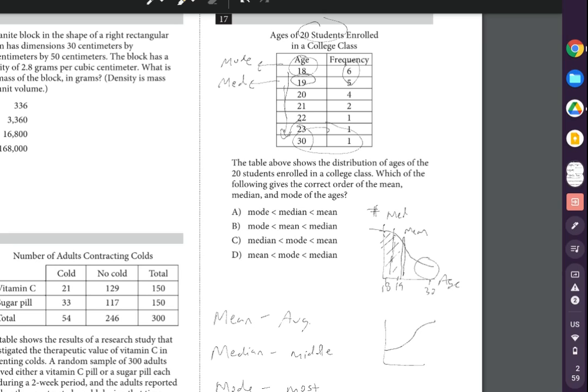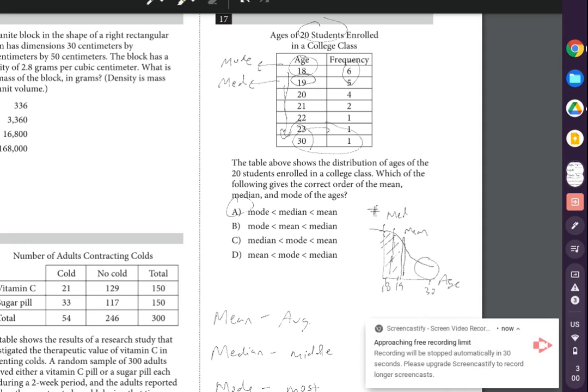So returning to our problem here, we can see that A is the answer: the mode is 18, the median is 19, and the mean is going to be greater than 19 because a lot of the data points are farther on the right, and those are not taken into account for the median or the mode.